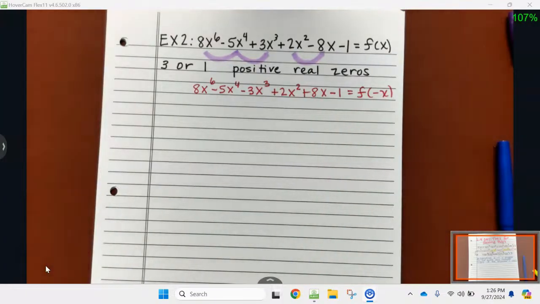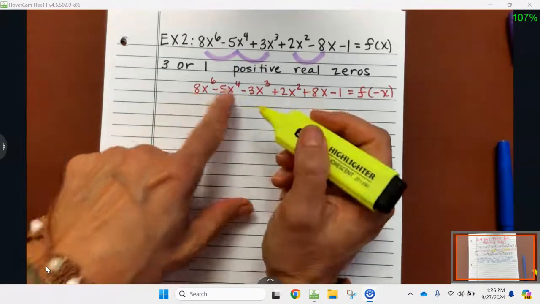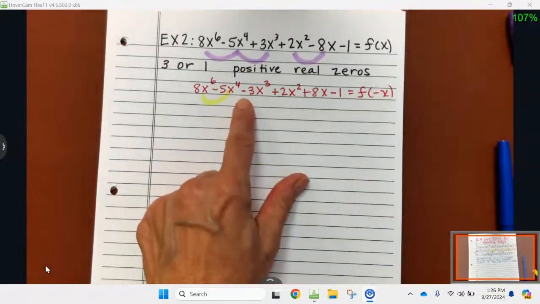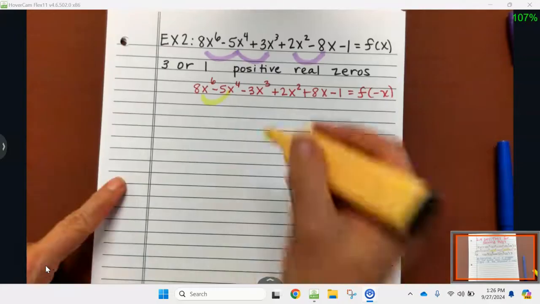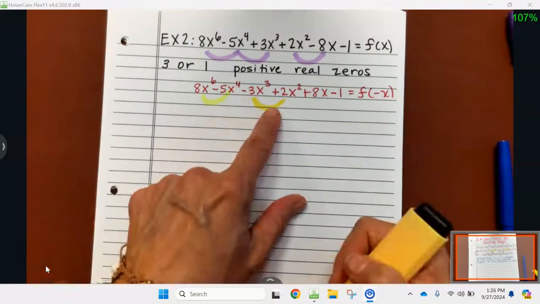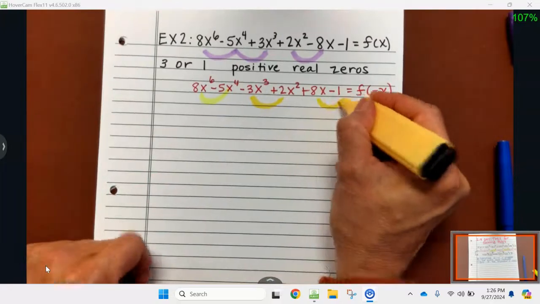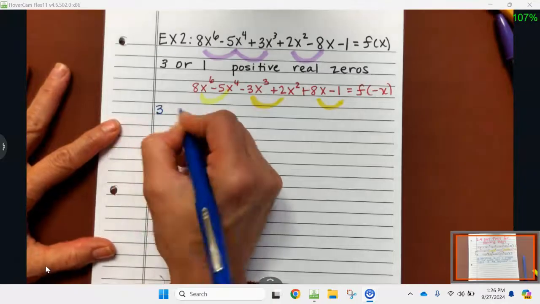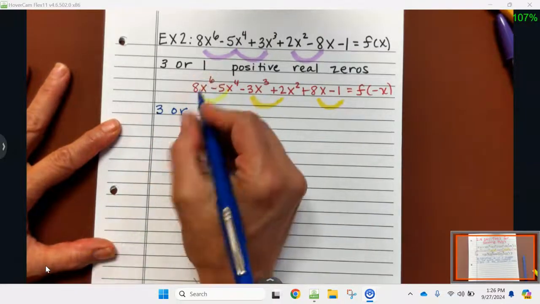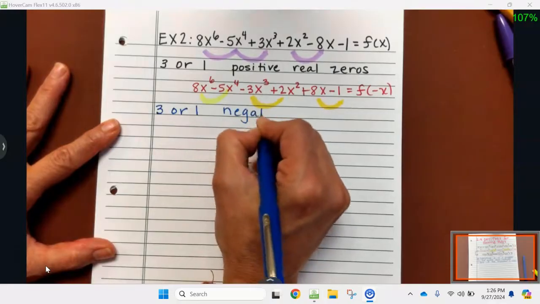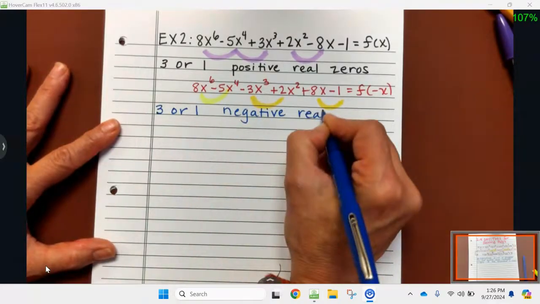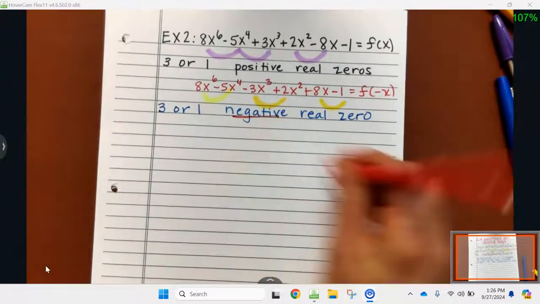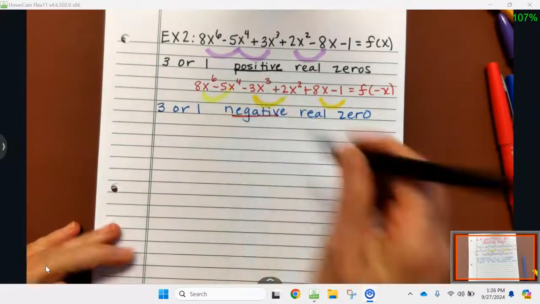All right, let's analyze the changes. Starts out positive, and then look, right off the bat it switches signs. So that's 1 change. It stays negative here. There's another flip. It flips back to positive. And then stays positive, and then we have 1 more change there. So for this, we could have 3 or 1 negative real zero. And that's our only combination. So 3 or 1 negative, 3 or 1 positive.